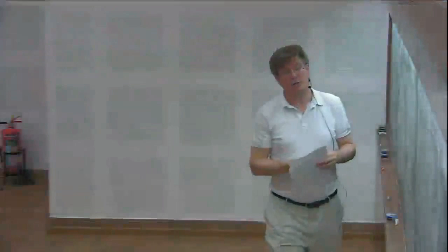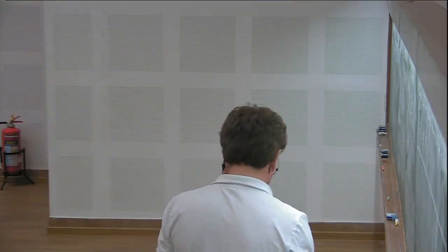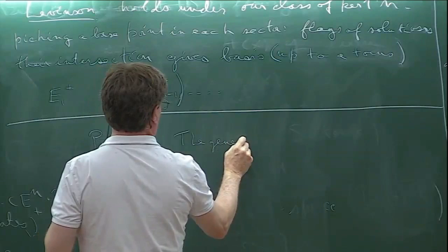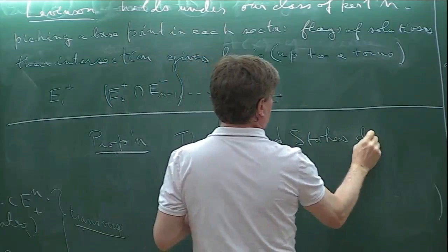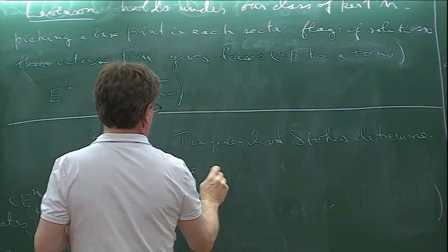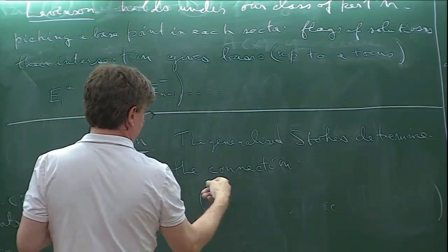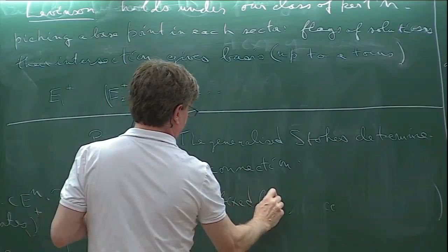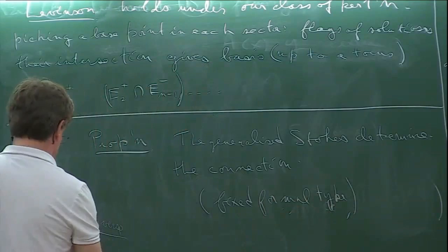Okay, and basically, because these matrices are determining the monodromy, the generalized Stokes matrices determine the connection, with, of course, fixed formal type. Okay. Well, that's one sector.